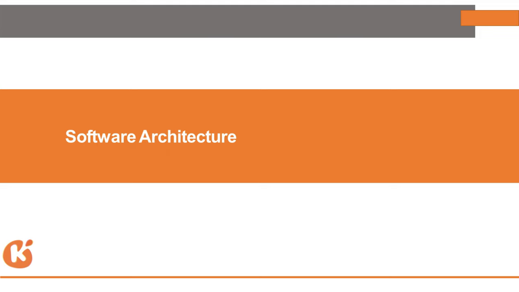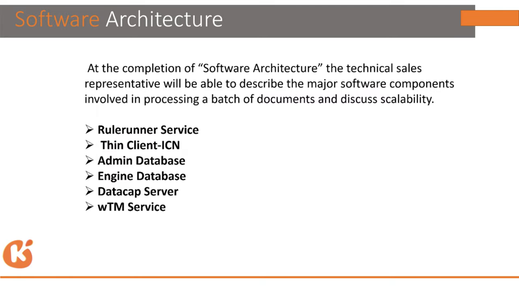Before that, we have different components here. We have a Rulerunner service, which is one of the components. And I'm talking about the thin client here, like IBM Content Navigator. We can use both clients, thin client and thick client. Here I'm going to discuss ICN, and this is the same for a thick client as well. The thick client is called DataCap Desktop. If your business is using a thick client, they're not using ICN, which is IBM Content Navigator. For this software architecture, I'm going to show you ICN, which is called a thin client.